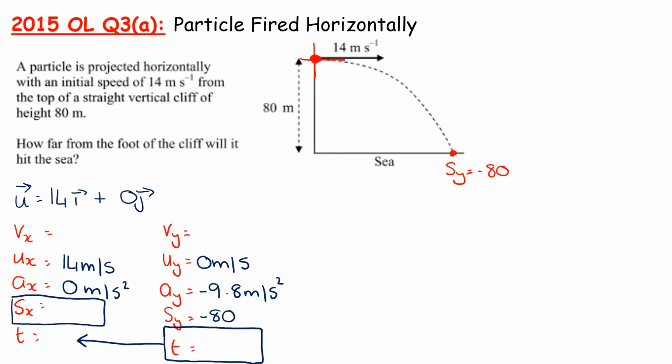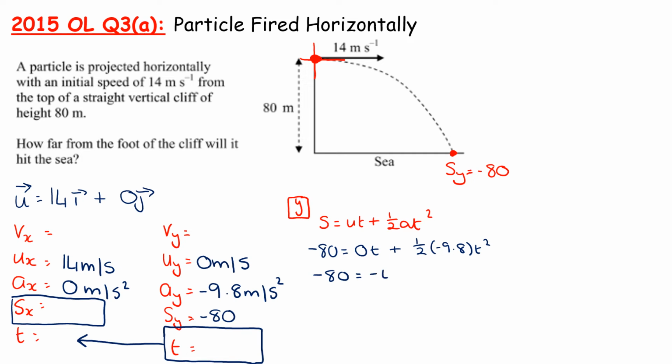So let's work in a y direction. I have u, a, s, and t. So I'm going to use s is equal to ut plus a half at squared, and that's going to be in the y direction. I'm just going to label it y because we're going to use both directions in the one question here. So I have minus 80 equals 0 times t plus a half times minus 9.8 t squared. So then I get minus 80 is equal to minus 4.9 t squared. So we can have 4.9 t squared is equal to 80.